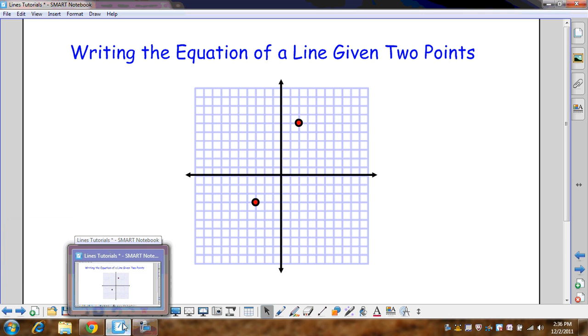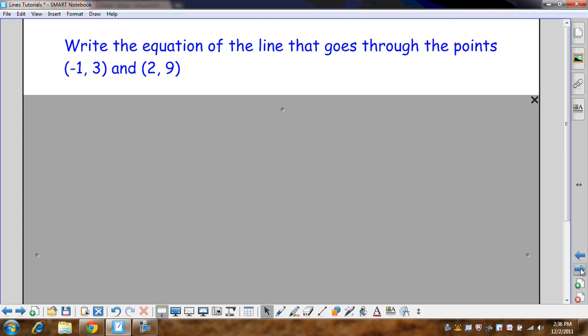Okay, in this tutorial we're going to go over how to write the equation of a line given 2 points. Specifically, I'm going to look at the example where we are asked to write the equation of the line that goes through the points -1, 3 and 2, 9. And I'm going to give you some recommended steps that you should follow when given a problem similar to this one.